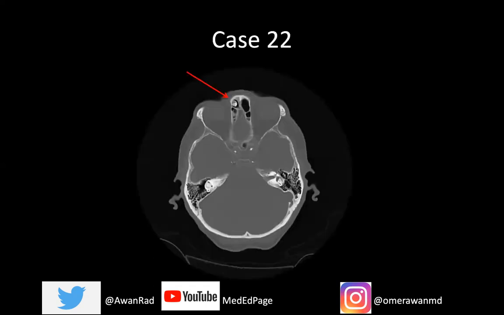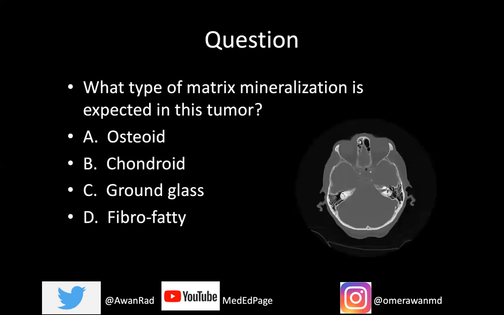Case 22, we have an axial CT image in bone windows through the head. This is pointing at a lesion here, right, in the anterior ethmoid air cells. What type of matrix mineralization is expected in this tumor? Well, this is a paranasal osteoma, right? It's an osteoma, very common in the paranasal sinuses. In fact, 75 to 90% of osteomas occur in the paranasal sinuses.